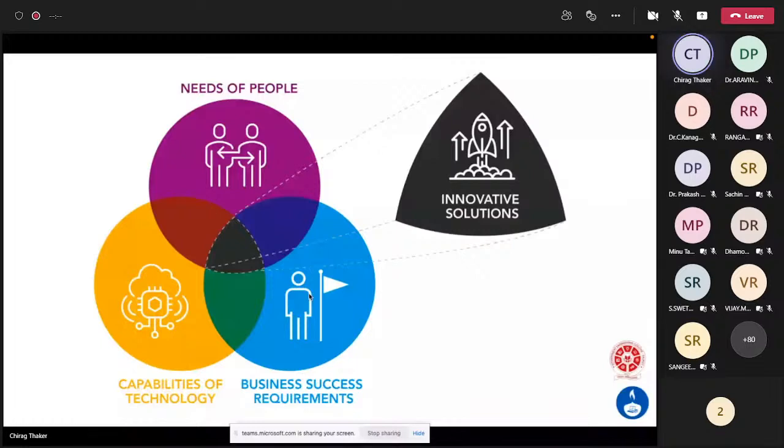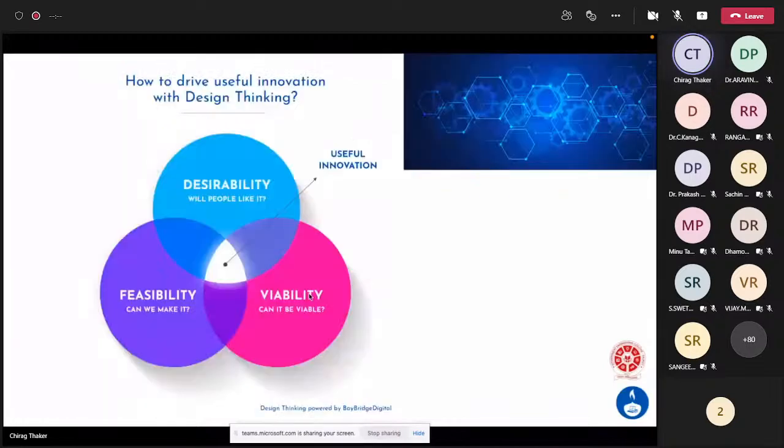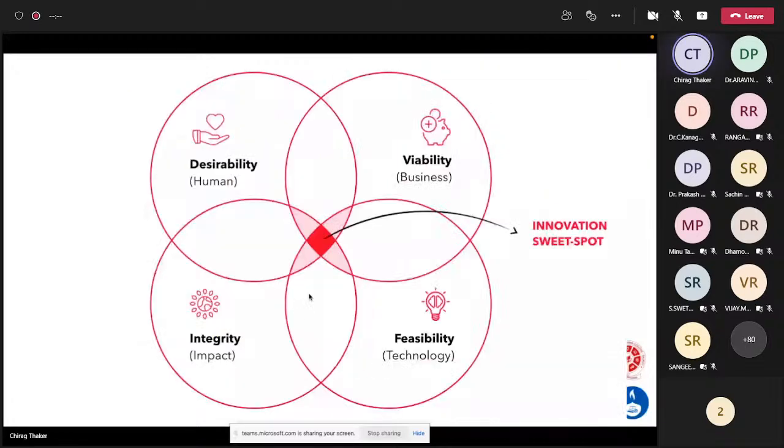So how are you going to drive it? Desirability: will people like it? Feasibility: can we make it? And viability: can it be viable? And it gives you the merging point. The commonality gives you useful innovation. And one thing is added to desirability, viability, and feasibility: it is called integrity, impact, and it is called the innovation sweet spot. So ultimately, you have to arrive at the innovation sweet spot. So this is going to be your design thinking innovation process.